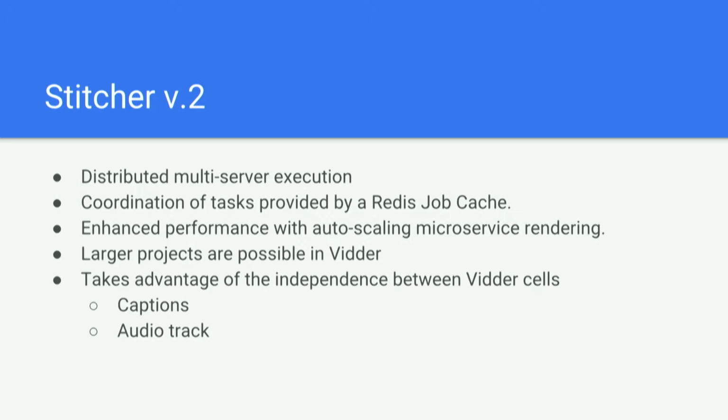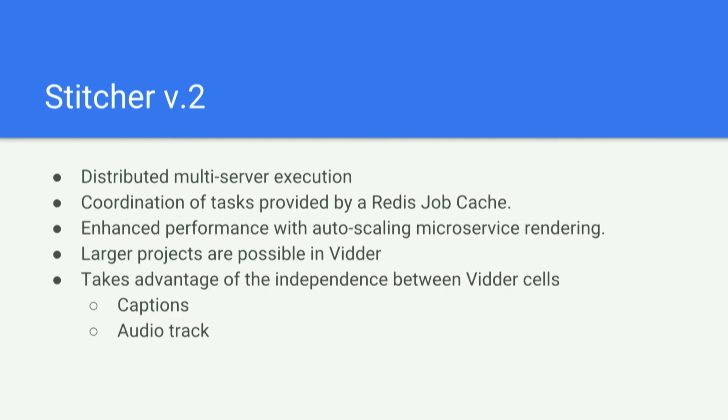And that's when we had to consider a different way of processing the video. So we approached it by distributing the rendering effort across multiple servers, and again, coordinating that effort through the Redis job cache that we created. As a result, we had enhanced performance because we were then able to auto-scale each of the rendering engines in our microservice system. And suddenly larger projects were possible in Vidder.